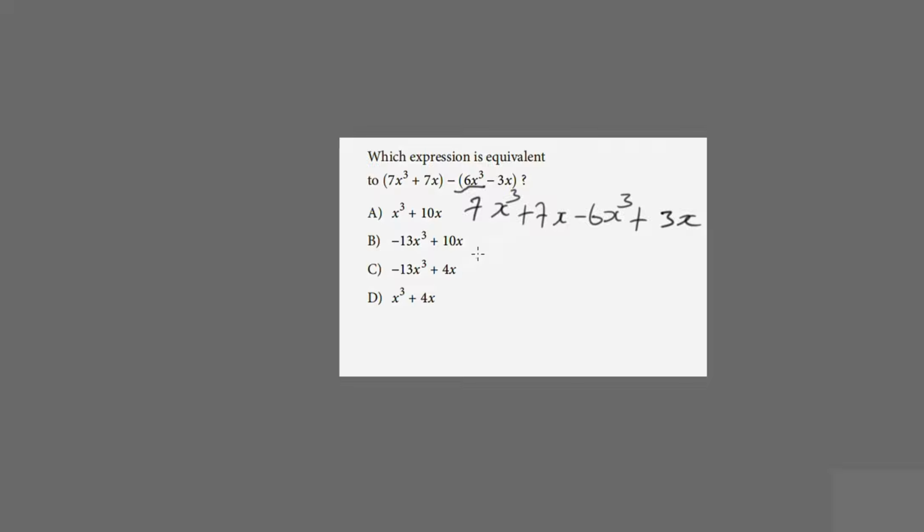When you collect like terms, we're going to have 7x cubed minus 6x cubed, and plus 7x plus 3x. This is 10x. So 7x cubed minus 6x cubed, we're going to have x cubed plus 10x. So this will be the answer. The right answer is option A.